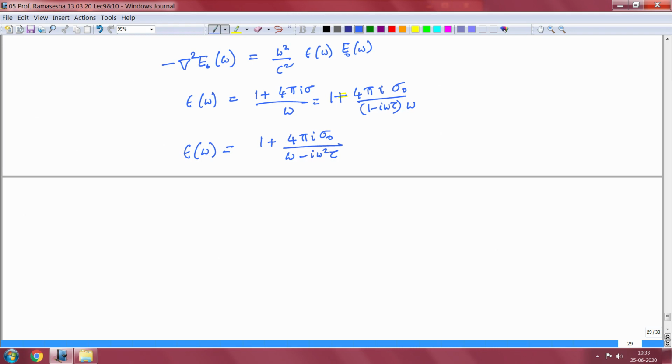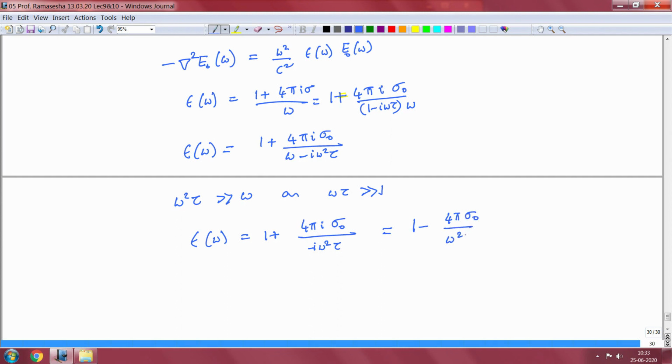What we will do now is look at the high frequency response, which means that omega squared tau is far greater than omega, as we are looking at omega tau far greater than 1. So if this happens, then epsilon of omega is given by 1 plus 4 pi i sigma naught divided by minus i omega squared tau, and the i's cancel, and what I will get is 1 minus 4 pi sigma naught upon omega squared tau.